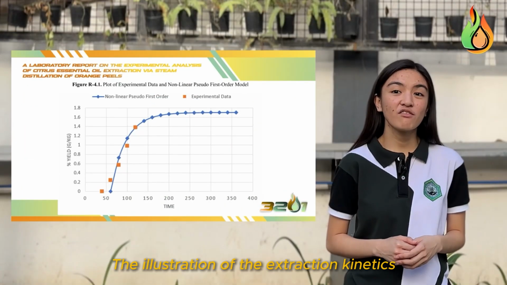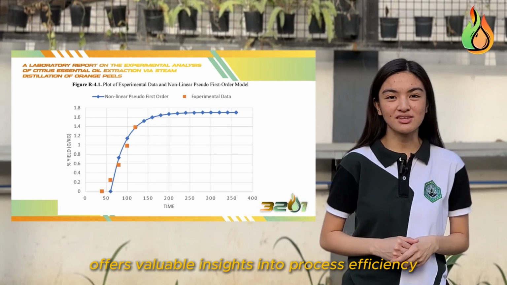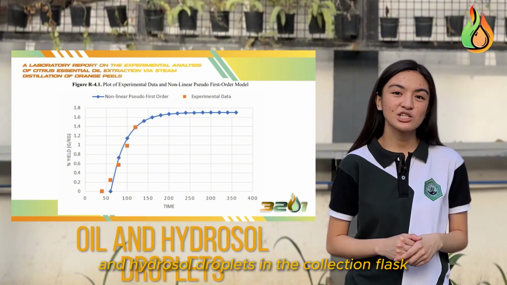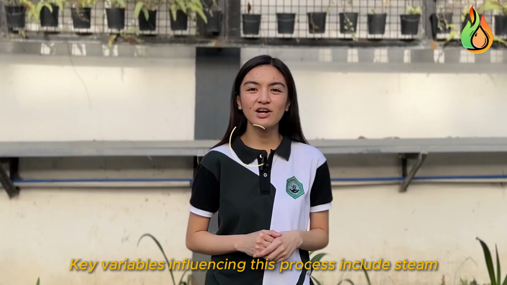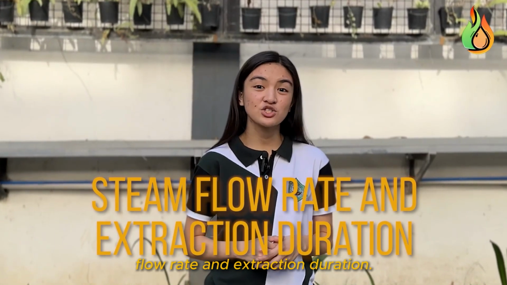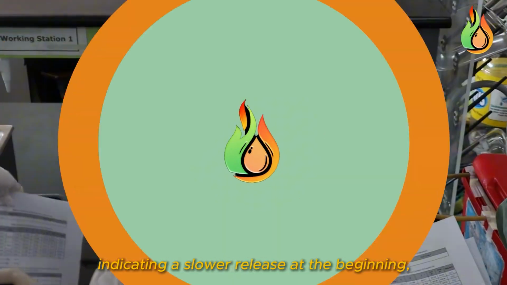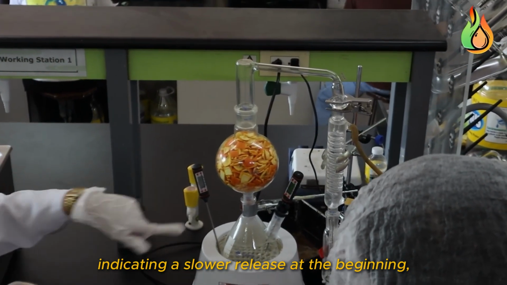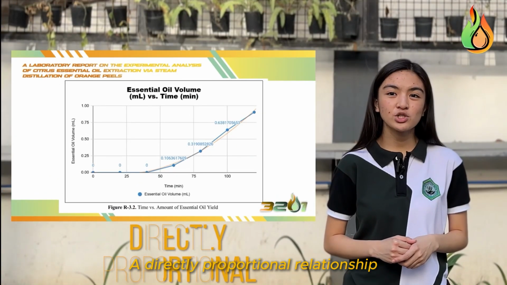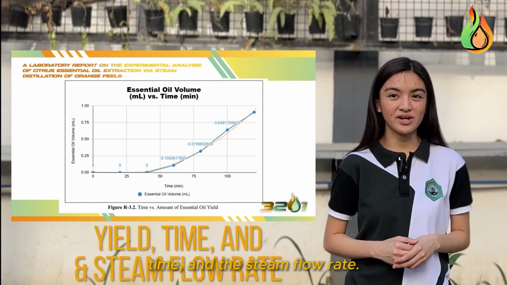The illustration of the extraction kinetics offers valuable insights into process efficiency by tracking the accumulation of oil and hydrosol droplets in the collection flask over time. Key variables influencing this process include steam flow rate and extraction duration. The essential oil yield follows a nonlinear trend, indicating a slower release at the beginning, followed by an accelerated extraction phase. A directly proportional relationship is observed between the yield, time, and the steam flow rate.